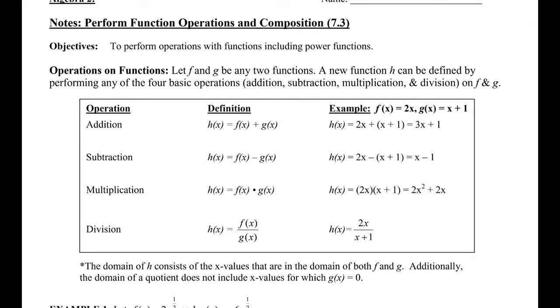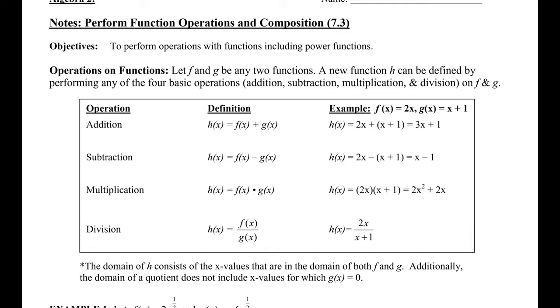Today's notes are on performing function operations and composition. Operations on functions says let f and g be any two functions. A new function h can be defined by performing any of the four basic operations: addition, subtraction, multiplication, and division on f and g. So for the operation addition, h of x is equal to f of x plus g of x.